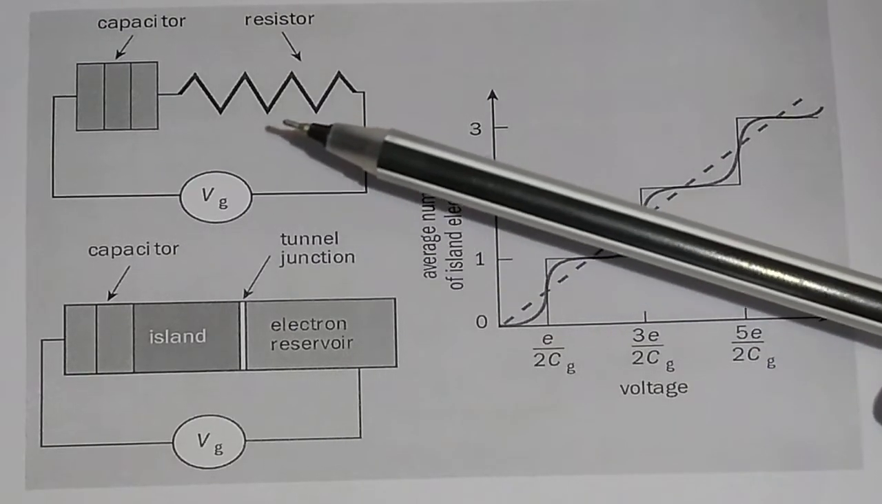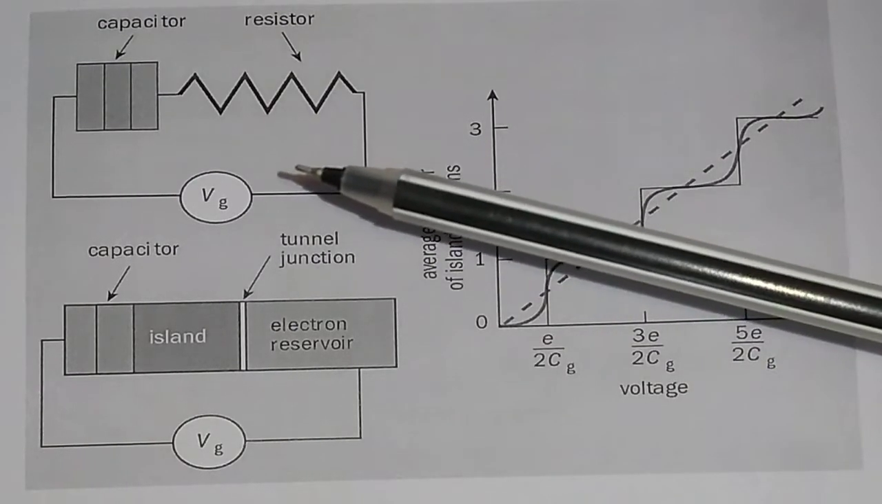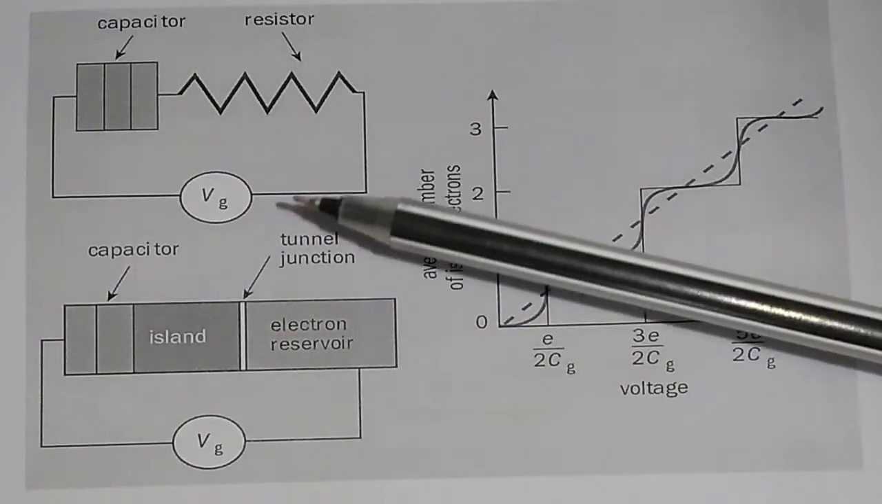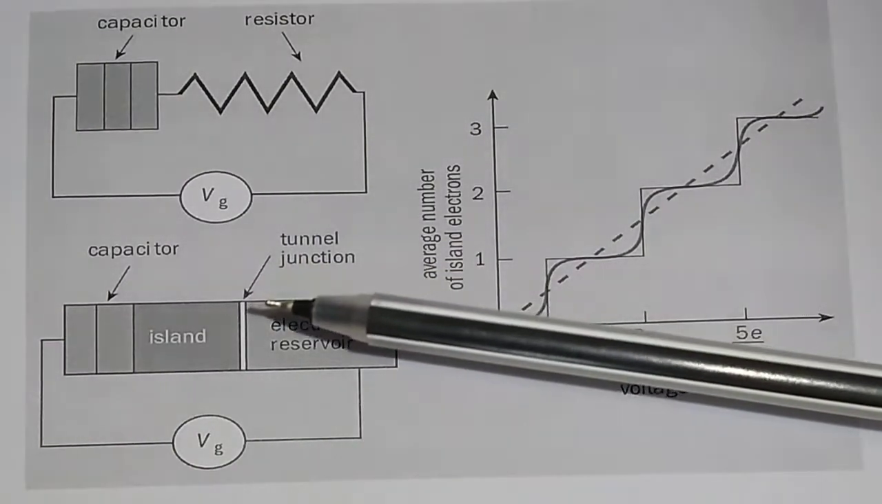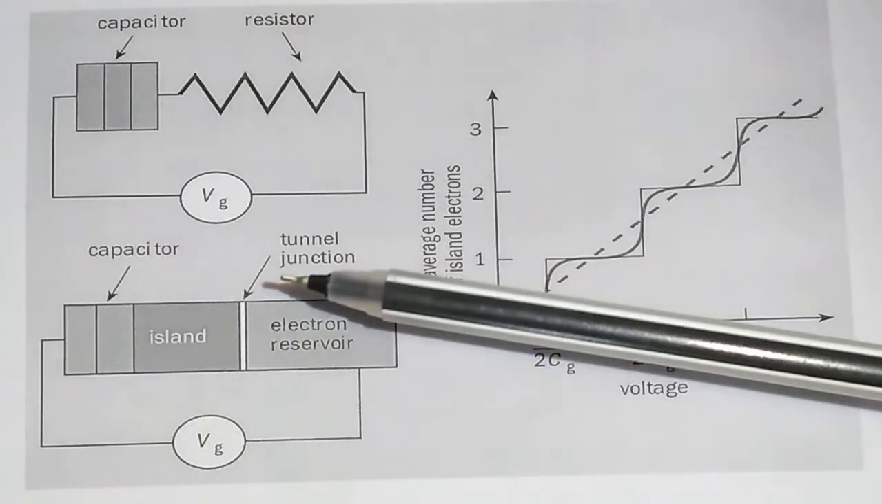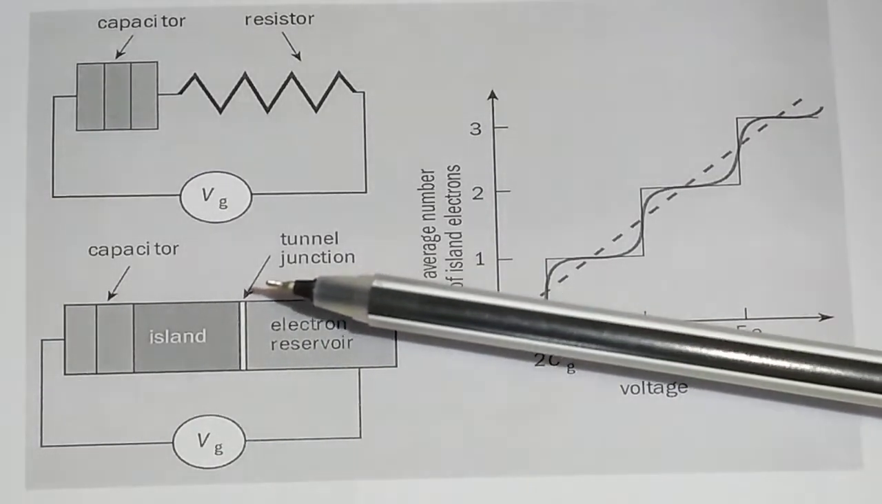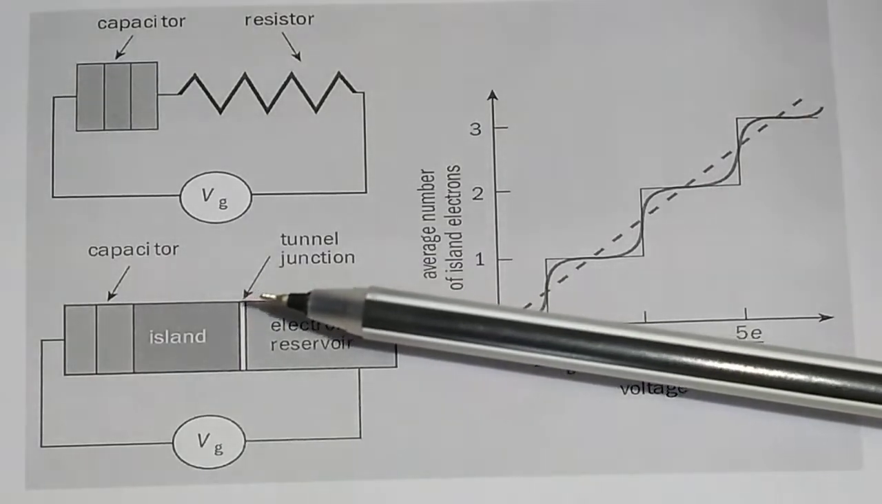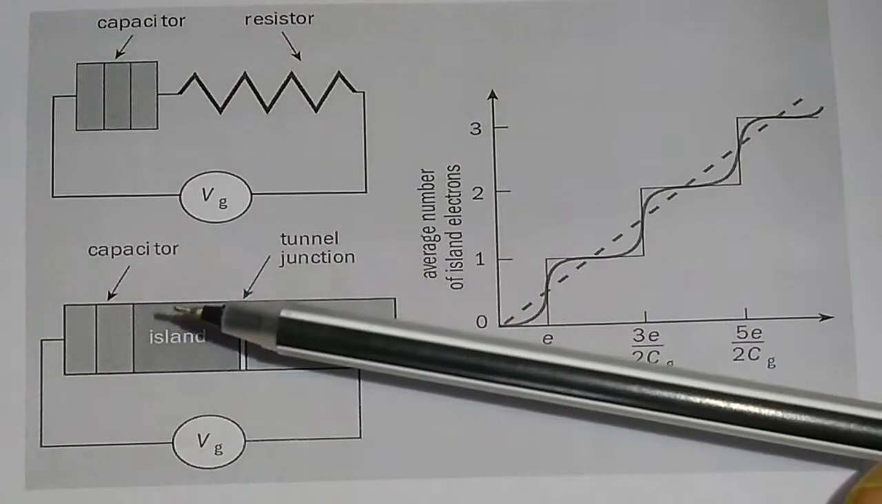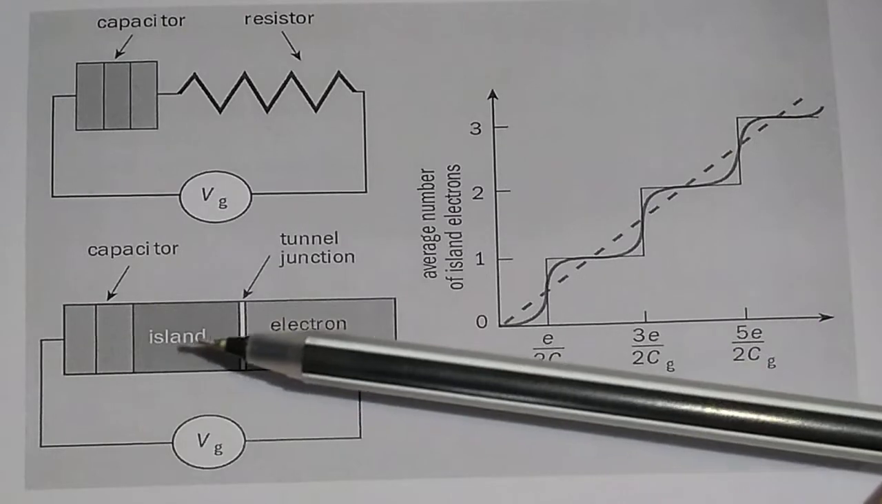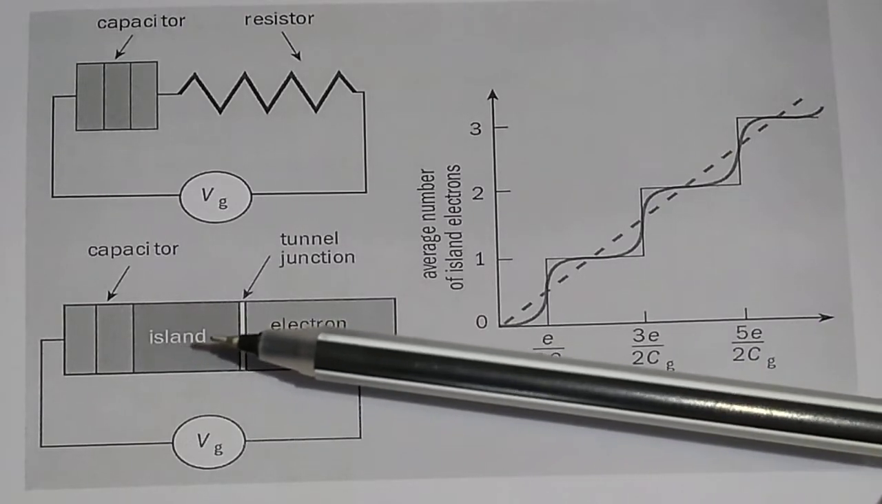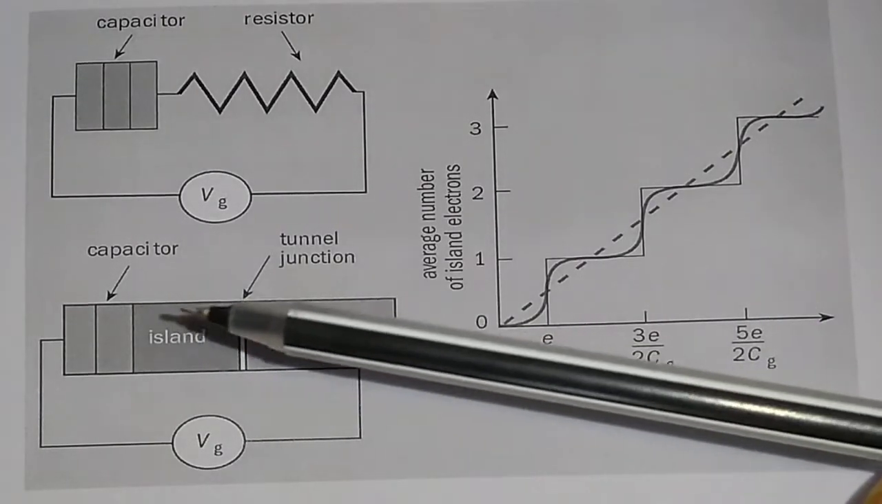But when the resistor is replaced by a tunnel junction, you see here this resistor is replaced by a tunnel junction. So when a resistor is replaced by a tunnel junction, a conducting island is formed between the junction and the capacitor plate. You see, a conducting island will be formed between the junction and the capacitor plate.